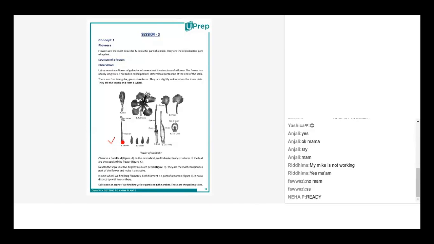It has a very thin filament. When all of you dissect the hibiscus flower, you will get to know this is very thin. Over and above it, there is a structure with two portions, each again divided into two, which are called the anther. As I said, the anther has yellow dust-like particles, which are called pollen grains. Okay? Next line. Split open an anther, we find fine yellow particles in the anther. These are pollen grains. Correct. Good.